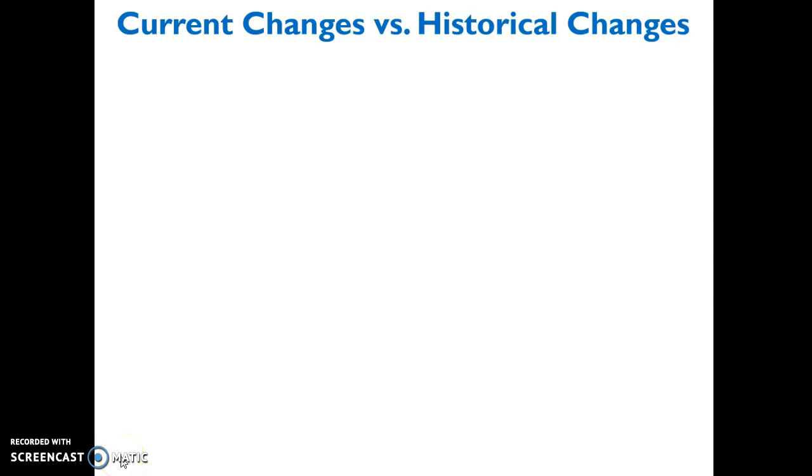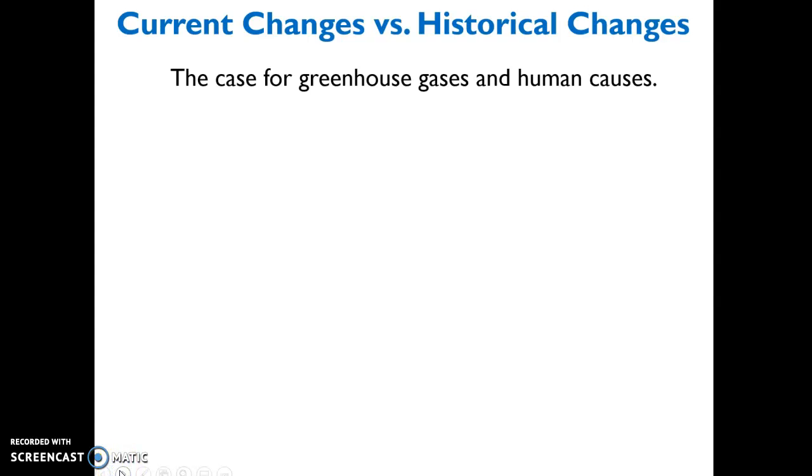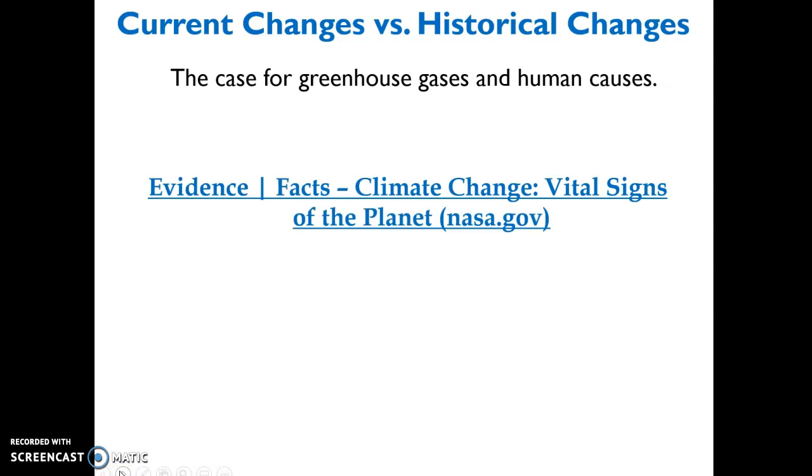So on the next set of slides, we're going to look at current changes versus historical changes and the case for human causes increasing the number of greenhouse gases and having these effects on climate and other global changes. So first, I again want to point out to you the NASA website, which is linked here. It's a very good website for having the most up-to-date information and the most clear data.